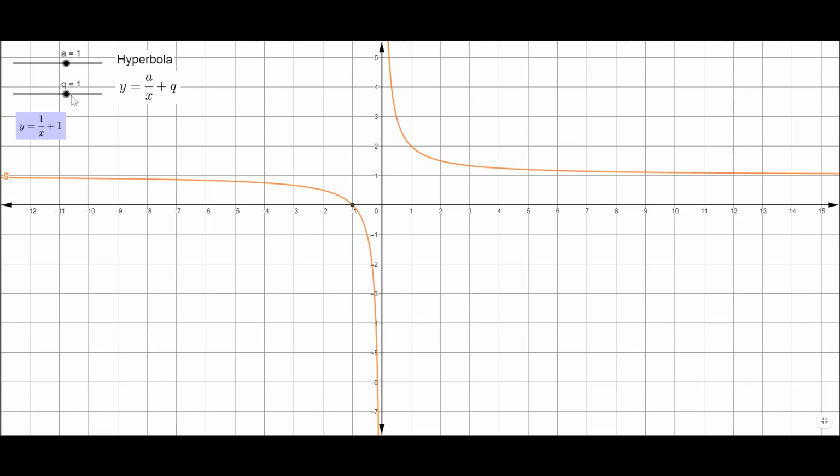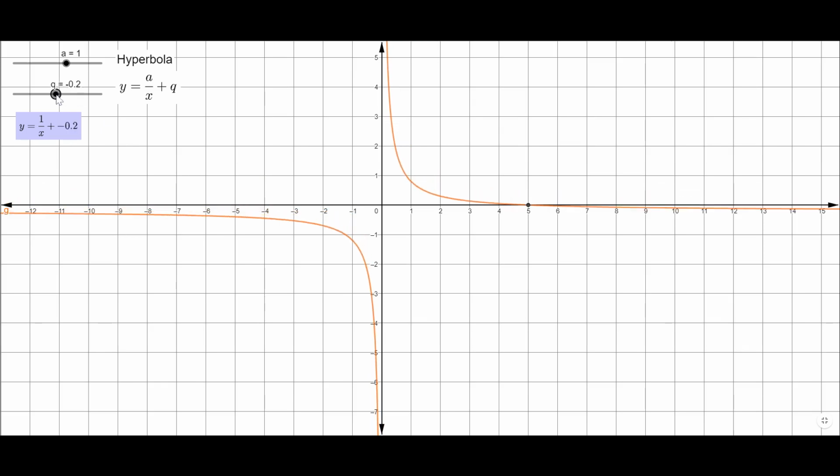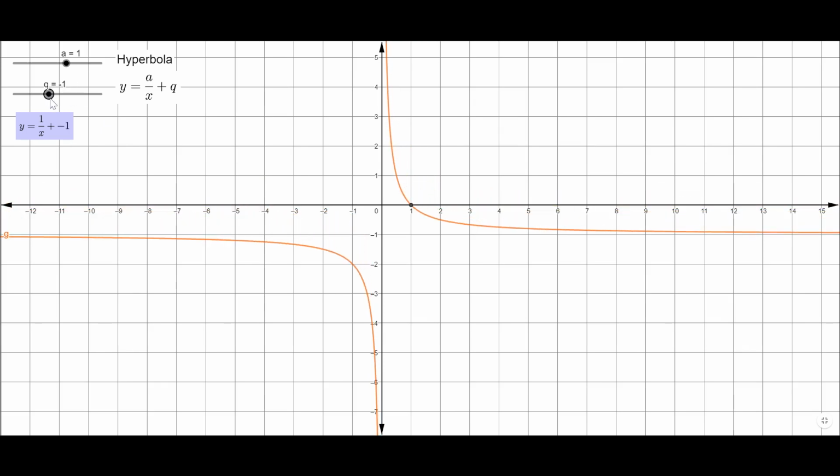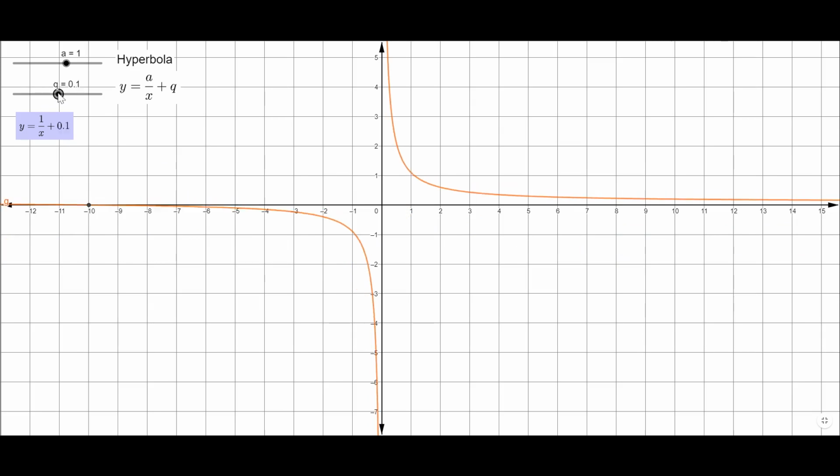All right, if I move it down, if my Q is negative 1, then my horizontal asymptote is going to be at negative 1. And if I keep moving it down, same story. So let me quickly take it back to 0. Now it didn't move up or down, and my asymptote is just there, the line y is equal to 0.